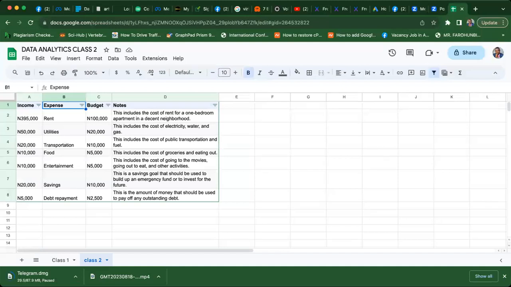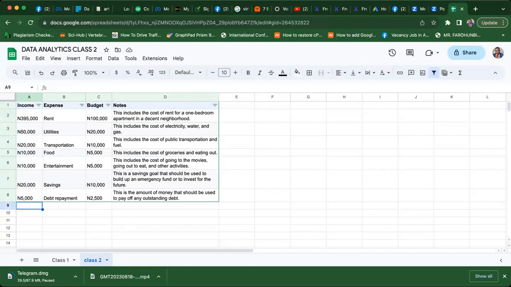The income, $395,000. Utility. Look at it, income and the budget. And it's giving notes there so that we can know what it means. It's saying the person budgeted 10,000 naira for fuel, but you end up spending 20,000. This includes the cost of public transport and fuel, entertainment, 5,000, savings, 10,000. You can see it's saying savings, 10,000, debt repayment. So now, I have been able to explain to you how you can use AI to create your budget, to manage your budget for the month.